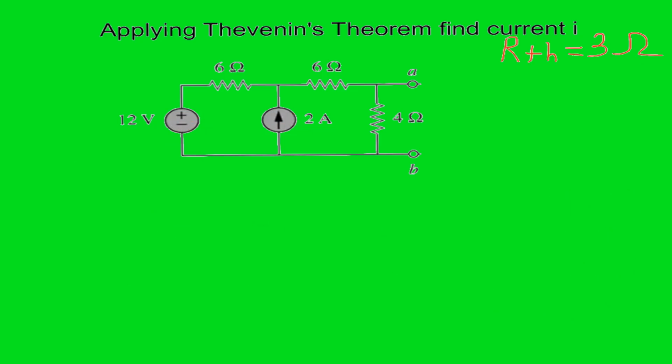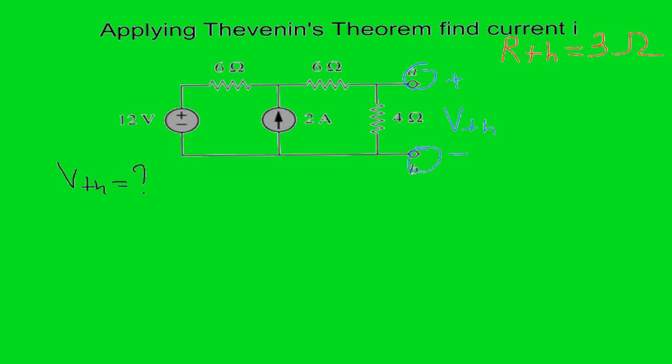Now the next step is to find Thevenin voltage, VTH, and in this case we need to come back to our original circuit, open circuit, and the Thevenin voltage is the equivalent voltage between terminals A and B. So here plus and minus, and this is the place where we need to find VThevenin, VTH.